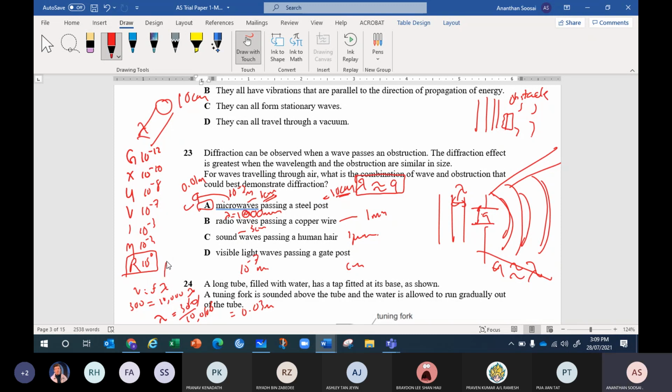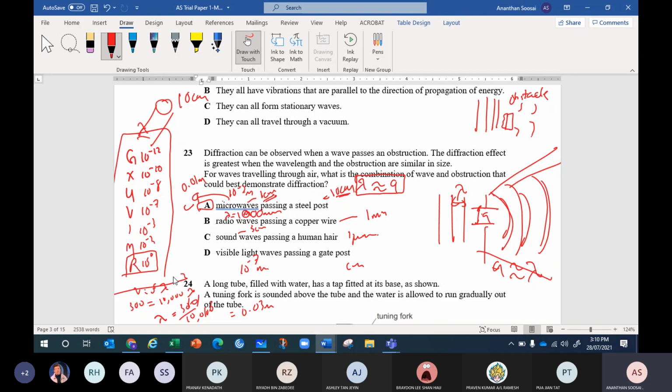So the microwave wavelength, you have to use this to calculate. You have to know it. Okay, very good question, but you have to do kind of estimating the values. You have to know that a steel post is around 10 or 20 centimeters. You have to know the copper wire is in the millimeter range. You must know human hair is in the micrometer range. Gate post also is a few centimeters. Then you can do a better estimation.